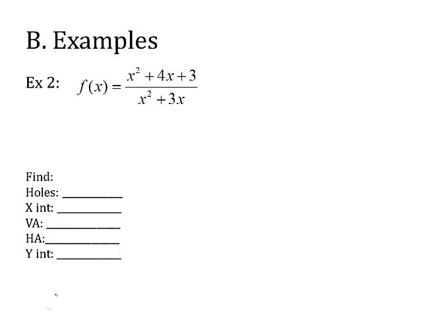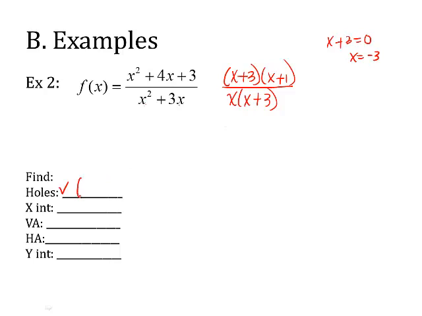Let's try another one. Same process. Start by factoring. If I factor the top, I get x plus 3 times x plus 1. On the bottom, I notice there's an x in each term. I can factor that out, and I have x plus 3. So there is a hole. Yes, there's a hole. So I take that factor, set it equal to 0, and solve it. I get negative 3. So the coordinate of the hole starts with a negative 3.